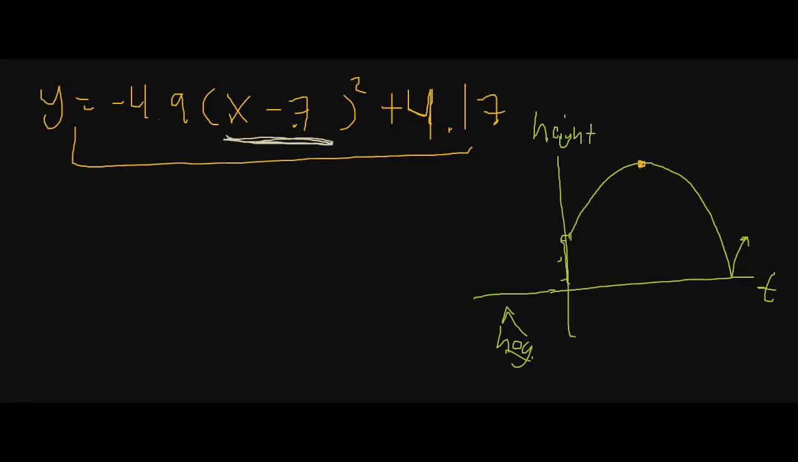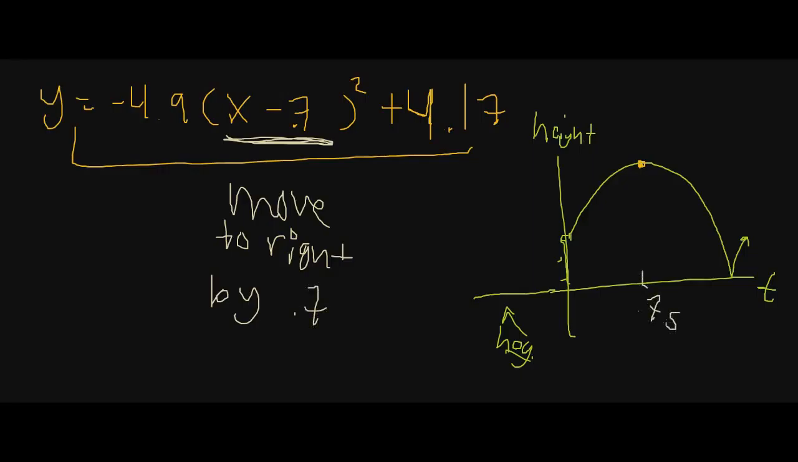Well, look here. What does the x minus 0.7 tell us? Well, it tells us to move to the right, right? It's always the opposite, to the right by 0.7. So this is going to be 0.7 seconds. Okay. And then at 0.7 seconds, this tells us to go up. Well, up here, it's going to be 4.17, right? So at 0.7 seconds, it reaches the maximum height of 4.17 meters.